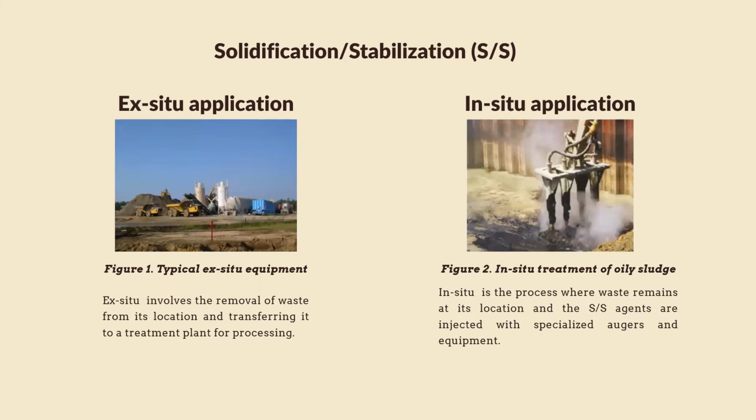The in situ application is the process where the waste remains at its location and the solidifying and stabilizing agents are injected with specialized augers and equipment. So for this application, it mostly happens on-site where solidifying and stabilizing agents are injected into the contaminated area for remediation. This process can be done through backhoe-based methods, drilling or trenching methods, and shallow area method.